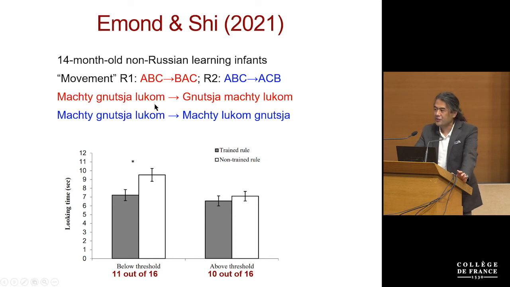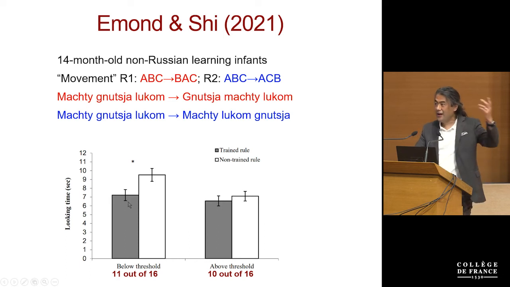That's why I hesitate to describe this as Russian or as trees. This is probably a simple linear pattern they're learning. But what's important is that in the first condition, children were exposed to 16 ABCs, out of which 11 showed this alternation. In the second condition, children were exposed to 16 ABCs, out of which 10 showed this alternation. And after training, of course, you're given a new item either to follow that rule or follow the other rule.